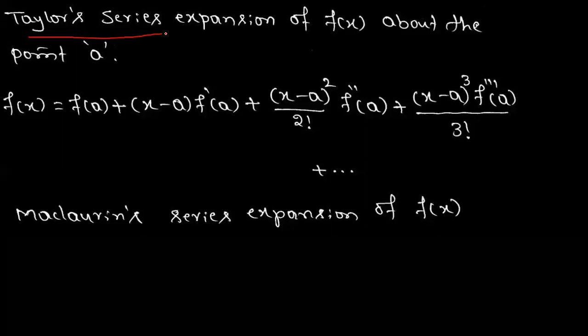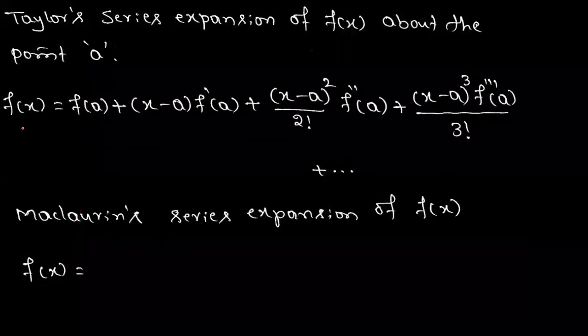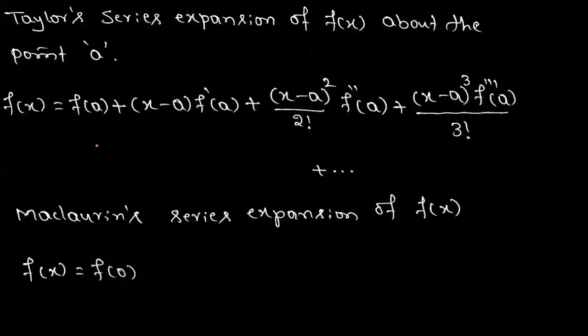After Taylor series, we have a particular series which is called Maclaurin series. We can obtain this Maclaurin series from Taylor series. Let us see how we obtain Maclaurin series from this Taylor series. F of x is equal to f of 0 is the first term. Can you observe here a is replaced by 0?